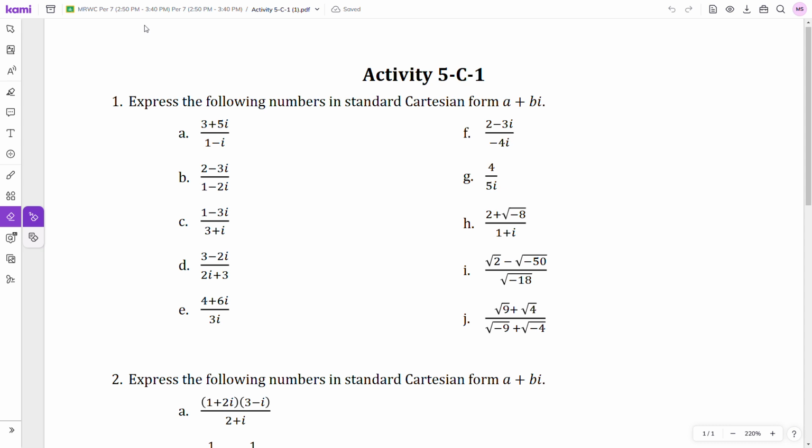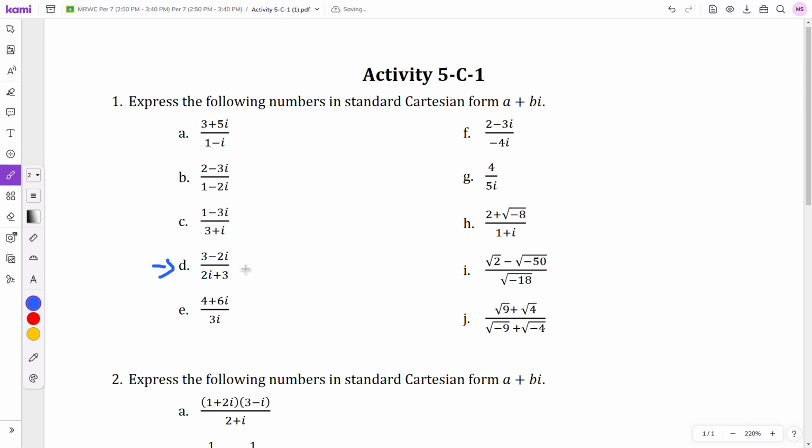Welcome back, my friends. We're going to go over 5C1, and we're going to start with letter D. The idea here is that we want to express these rational expressions as a single complex number in A plus BI format, where A and B are real numbers. So we're going to start with D because that's just a good classic example.